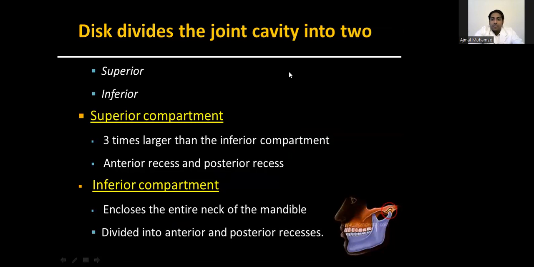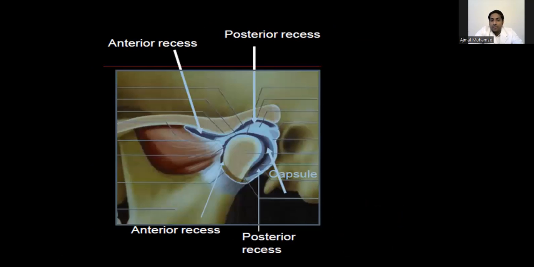Now the disc divides the joint. As I said earlier, the disc divides the joint into two compartments, the superior and inferior compartments. The superior compartment is 3 times larger than the inferior compartment and it contains the anterior and posterior recesses. The inferior compartment encloses the entire neck of the mandible and divides it into anterior and posterior pieces.